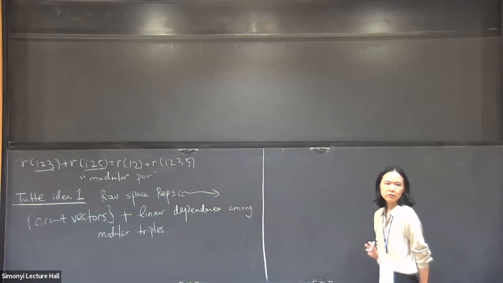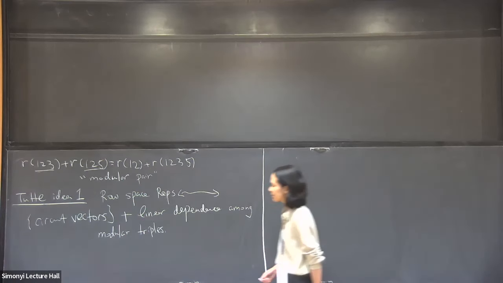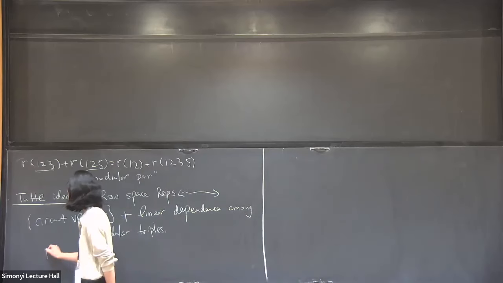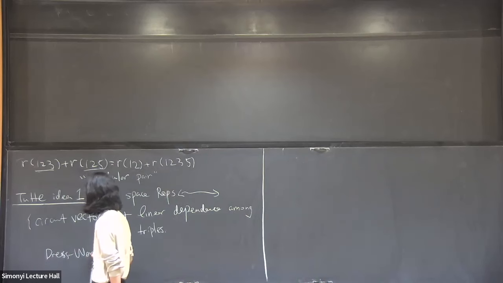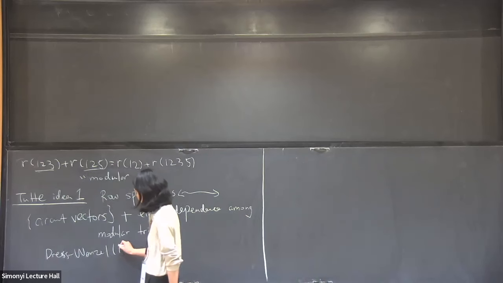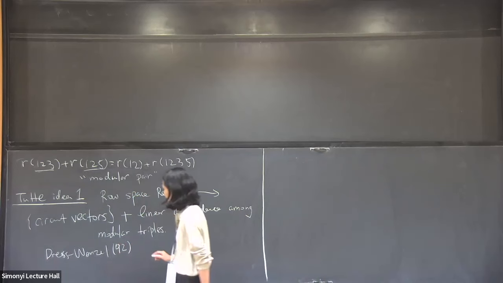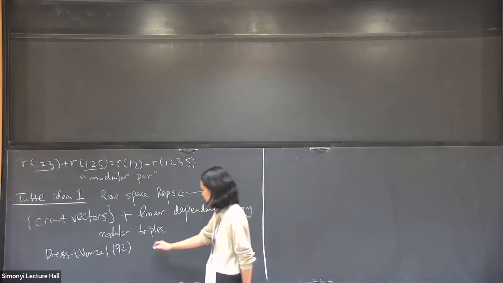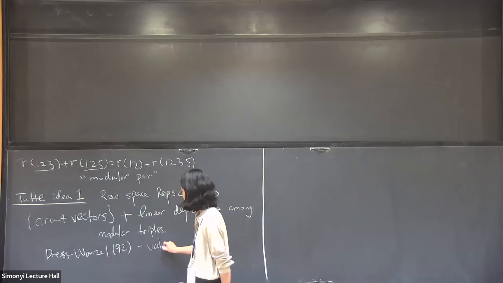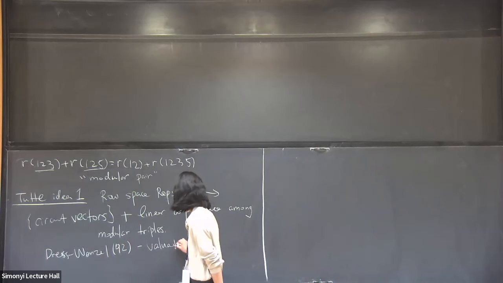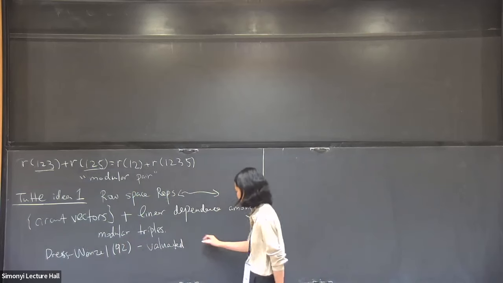So this idea of new representations is generalized by Dress and Wenzel in 1992, and they actually did it for valuated matroids. The matroids with some valuations on that.